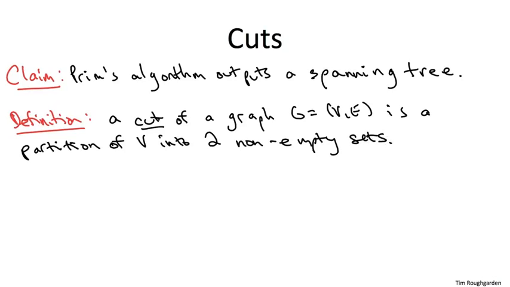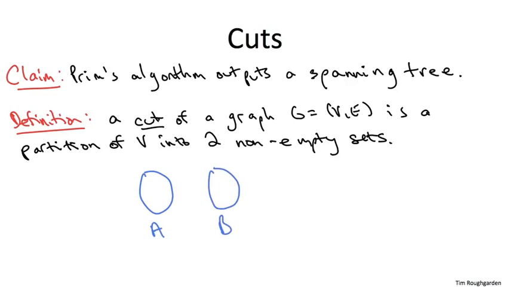So a cut of a graph is simply a partition of its vertex set into two groups, and each of those two groups should be non-empty. So pictorially, we envision some of the vertices of G, this blob A, being in one group, and the rest of the vertices, this blob B, being in a different group.